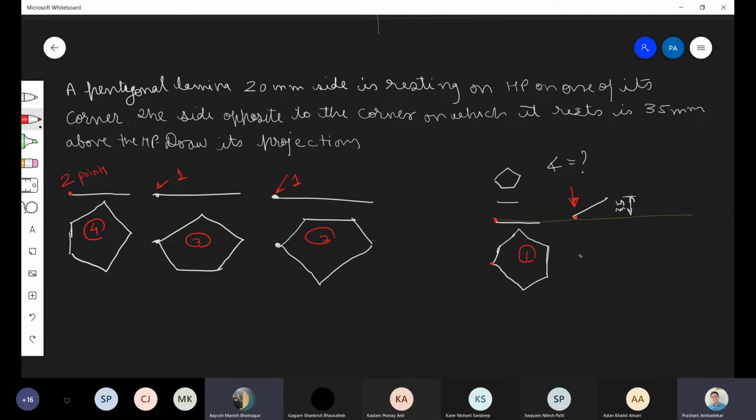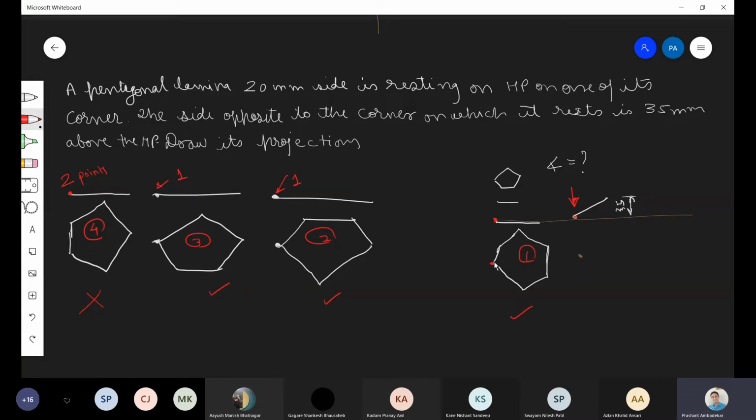So we can see that number 1, number 2, number 3, all these pentagons can be drawn. Number 4 cannot be drawn. Okay. Now, if you read further, what it says: the side opposite to the corner on which it rests is 35 mm above the HP. So if this is the corner, the side opposite to this corner will be this. If this is the corner, then the side opposite to the corner will be this.